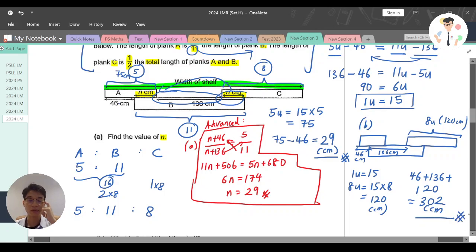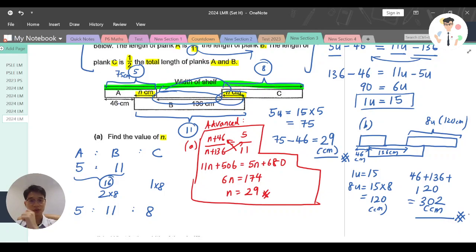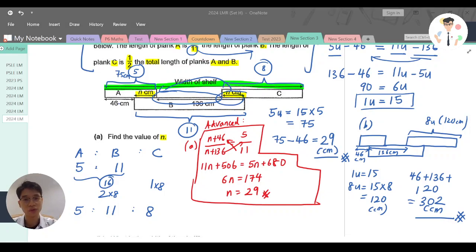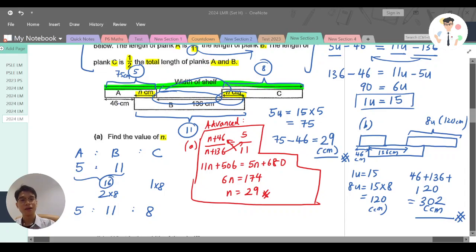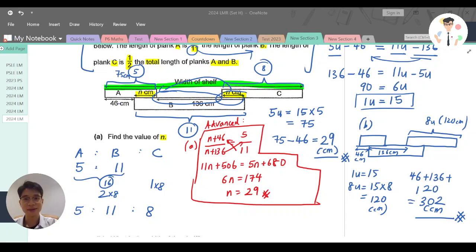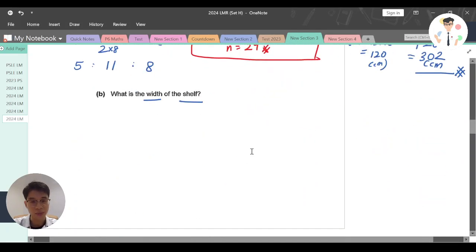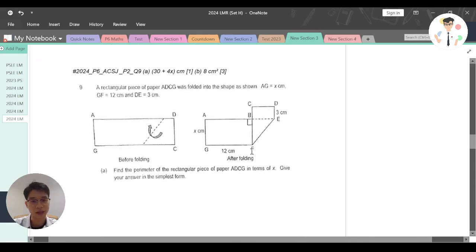That's question number B. I think this is a very interesting question. I'm not sure how difficult it was for you when you first looked at this question, but definitely it is an interesting question to look at. Again, take your time to rest a bit before you move on. And if you're good, then let's move on to the next question, which is from ACSJ, paper 2, question number 9.